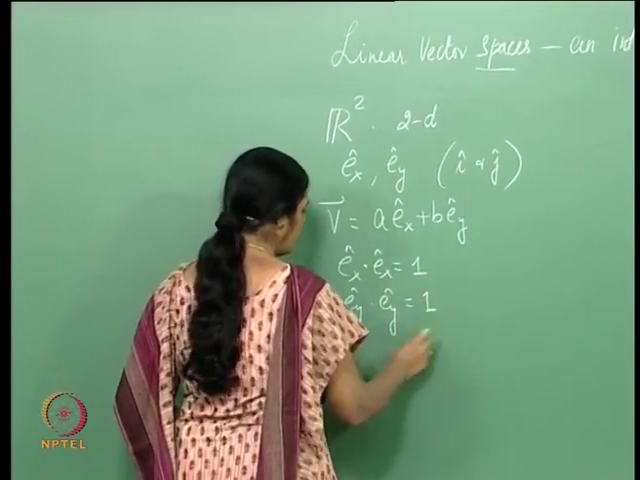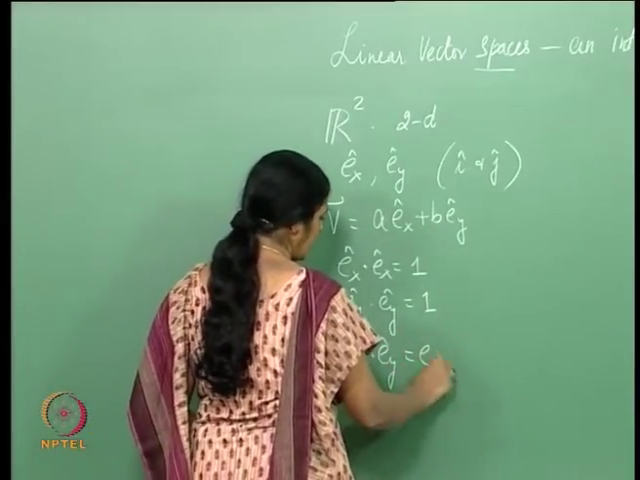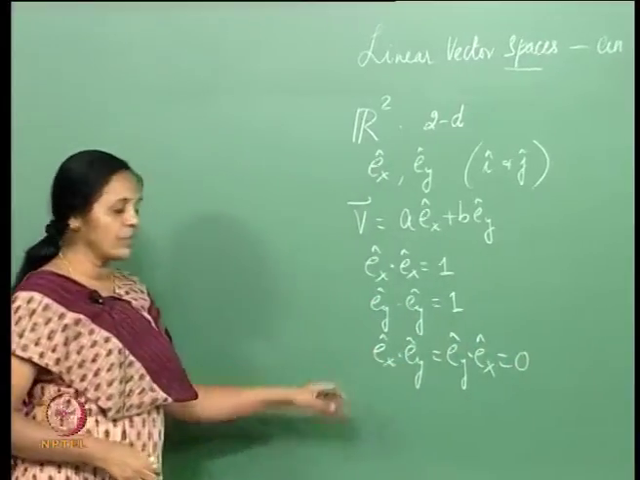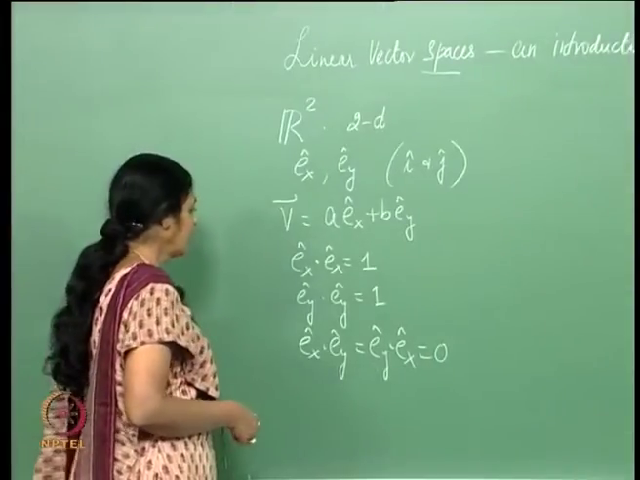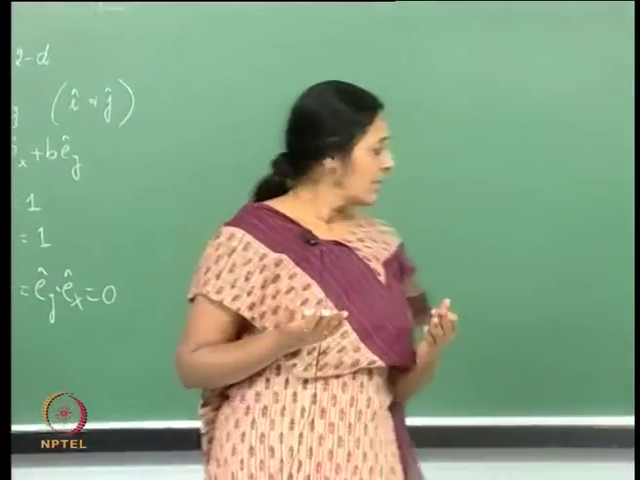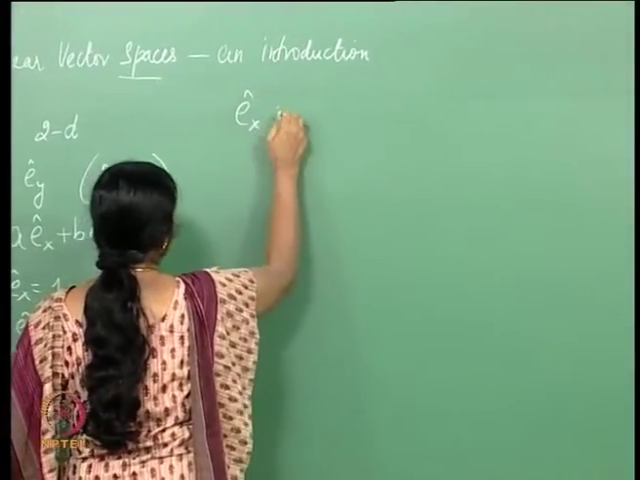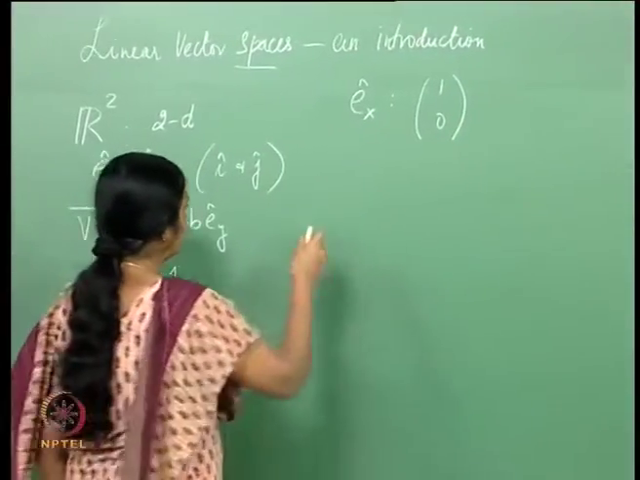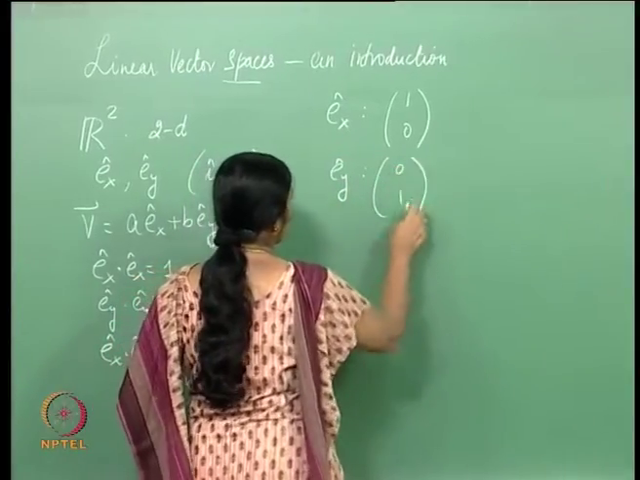So I have the following: Ex dot Ey equals Ey dot Ex is 0, and this is the dot product, the scalar product of two vectors. I could give a different notation. I could say the following: represent Ex by the column 1 0 and Ey by the column 0 1.